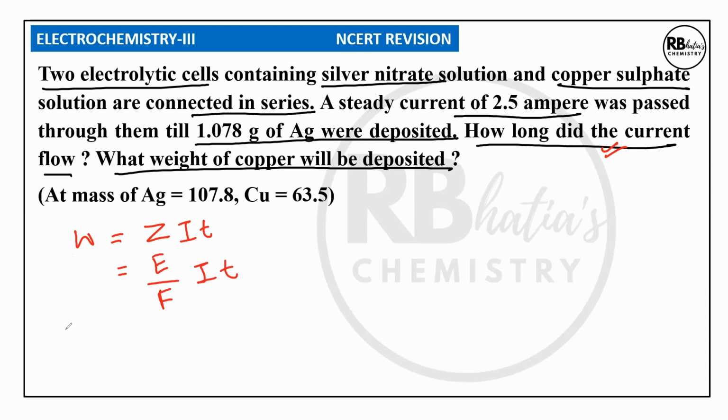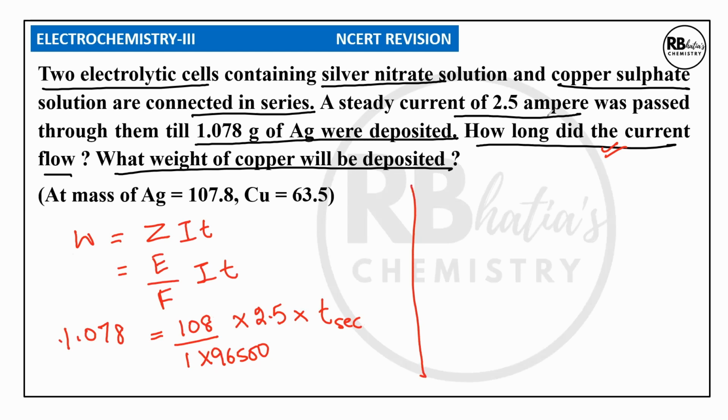So you know W, 1.078 is W for silver. Equivalent weight of silver is its atomic weight by n factor. F is 96500 and amperes 2.5. Time in seconds will be calculated from here. Okay. Second, it says how long did the current flow, what weight of copper will be deposited. For that, W silver upon W copper is E silver upon E copper. What is W silver? 1.078 upon W copper is what we need to calculate.